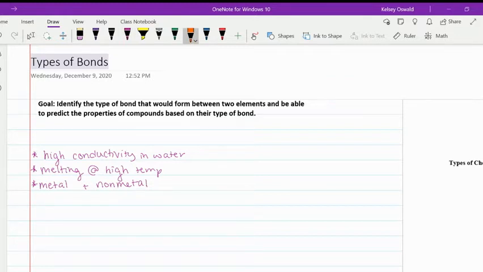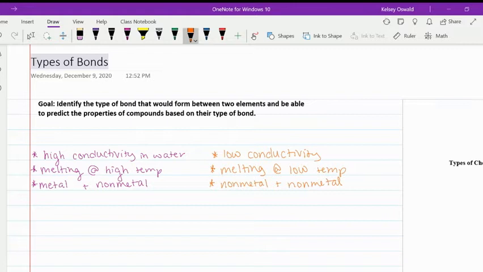Another category we saw were compounds that were not conductive in water. These had a low conductivity, so they were not able to carry that electrical current. The compounds with low conductivity also shared the property of melting at low temperatures, so these were very easy to melt. The compounds that shared these properties were made from a nonmetal and a nonmetal bonded together.